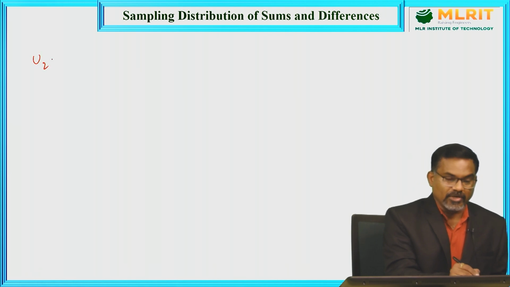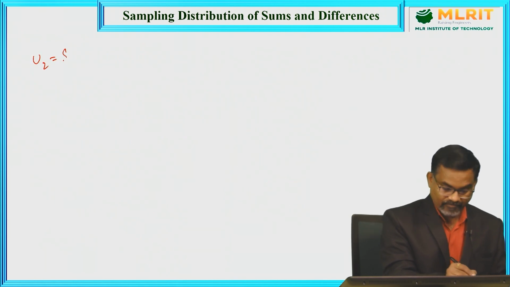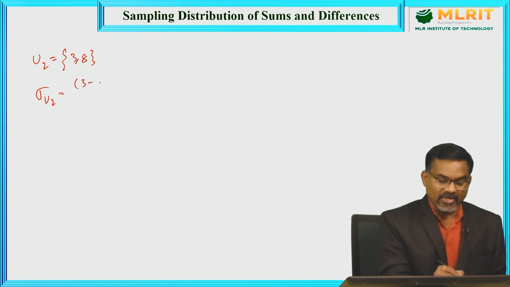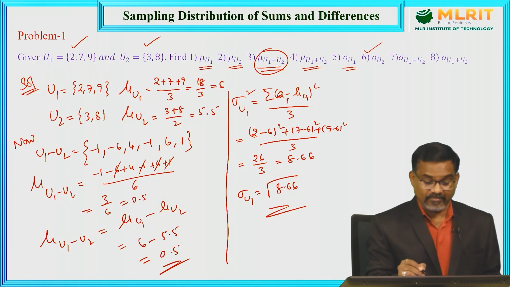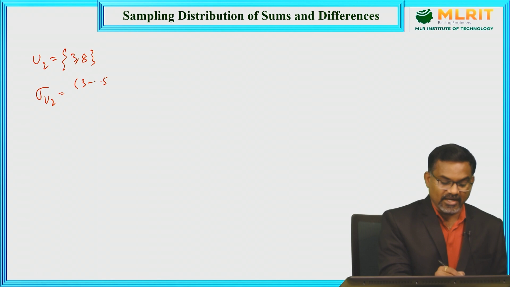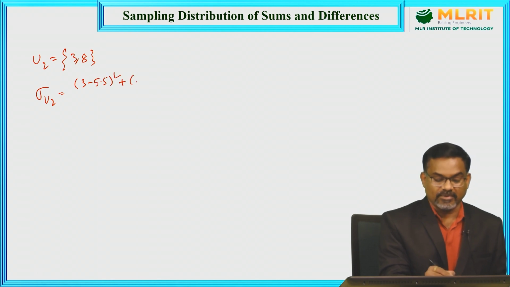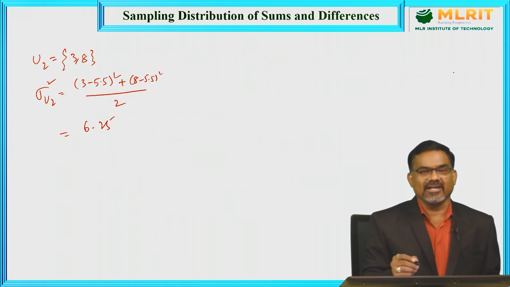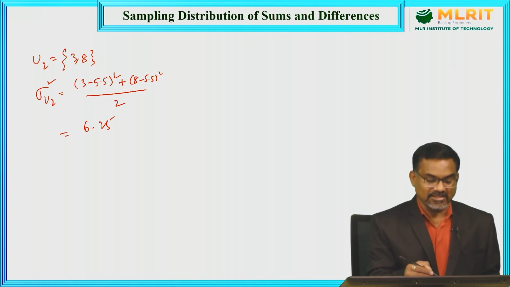So, U2 is the set 3 comma 8, then sigma U2: from 3 subtract the corresponding mean. The mean of U2 is 5.5. So, from 3 let us subtract 5.5 whole square, plus 8 minus 5.5 whole square, by 2, and this results as 6.25. Now, we need to find the standard deviation for these differences and sums also.